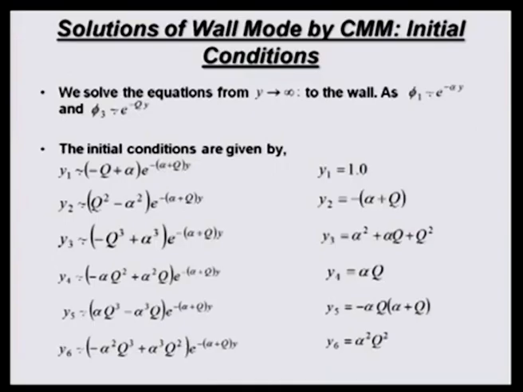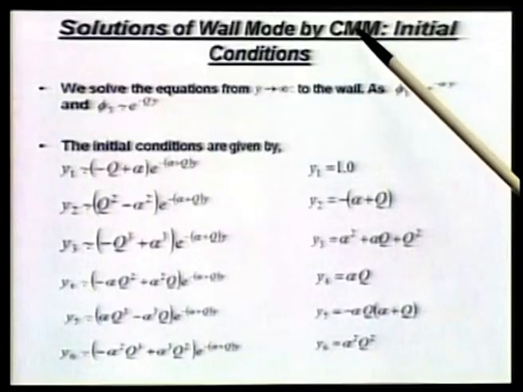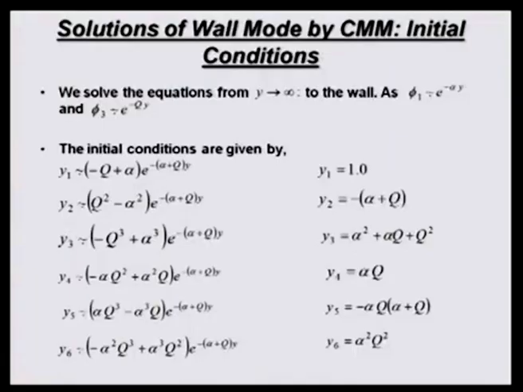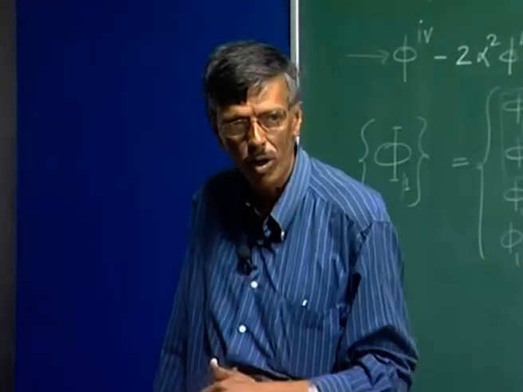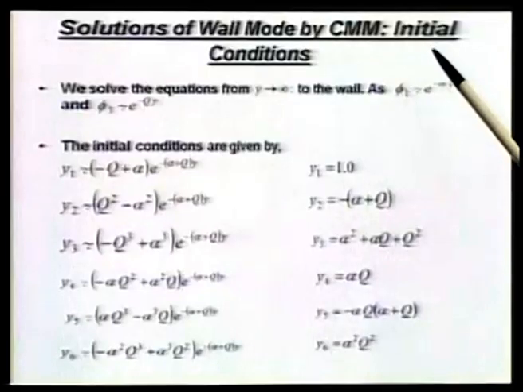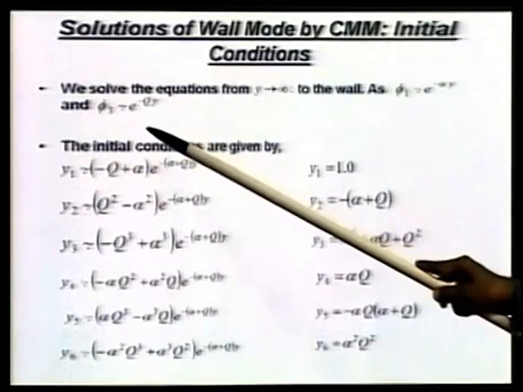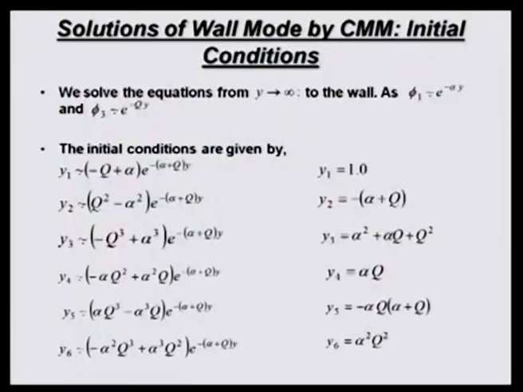Let me re-emphasize to you again that we are looking at problems where the disturbances are created inside the shear layer. So, that kind of disturbances give rise to what we call the wall mode, because the disturbances are predominantly near the wall and they decay away from the wall. So, that is what we said. If we now talk about the wall mode, phi 1 is e to the power minus alpha y, and phi 3 goes as e to the power minus q y.